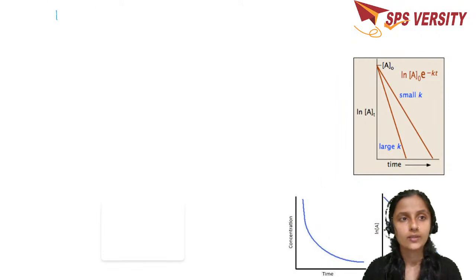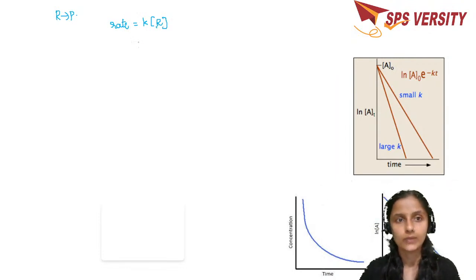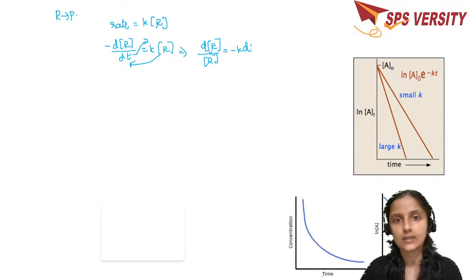So how do we start? Consider a reaction, reactant gives rise to product. We write rate is equal to K into the concentration of R to the power 1, which is nothing but R. You can take it as A also. Rate is equal to minus dR by dt, which is equal to K into R. Now we'll put R terms together and the other terms together. We'll take the minus sign this side. So we have dR divided by R, which is equal to minus K dt.